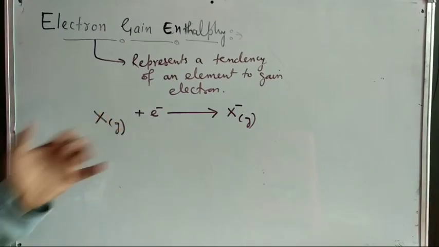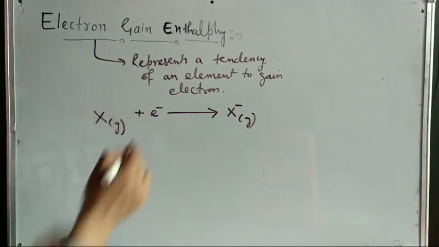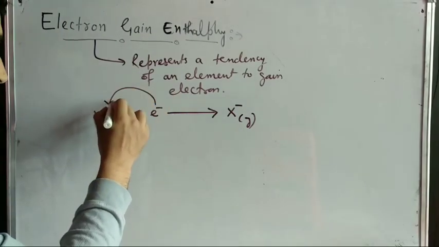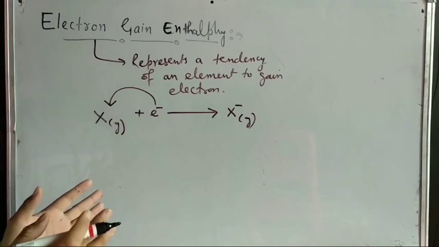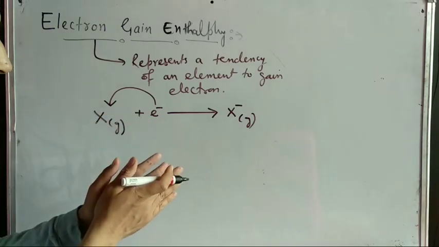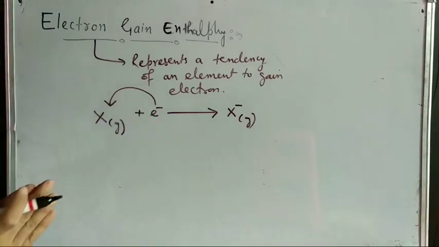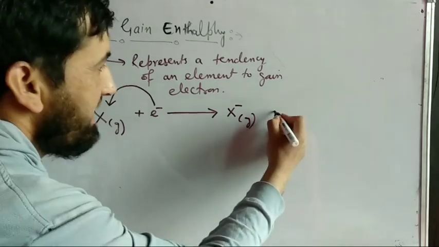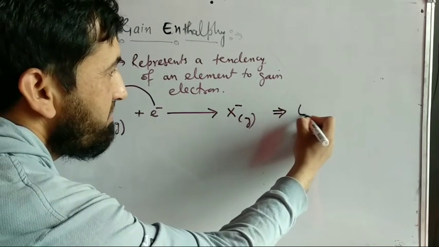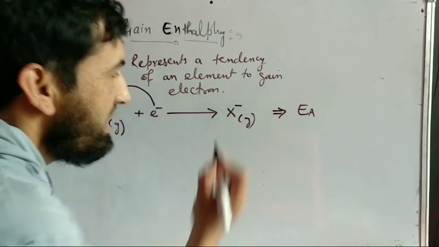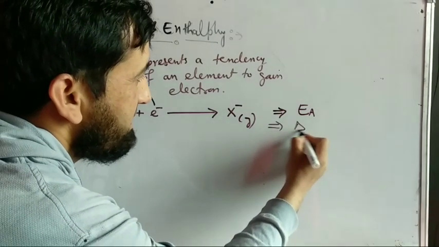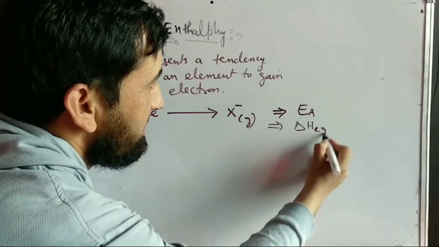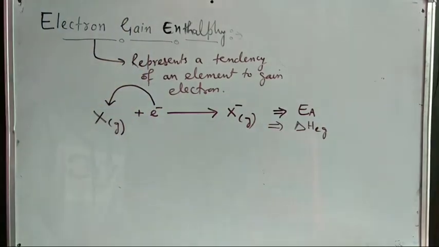But during the addition of this extra electron to the neutral gaseous atom, there also occur some energy changes. And those energy changes which take place during the addition of an extra electron to the neutral gaseous atom are known as electron gain enthalpy, and it is represented by EA. So EA is the electron gain enthalpy, or it is represented by delta H EG.